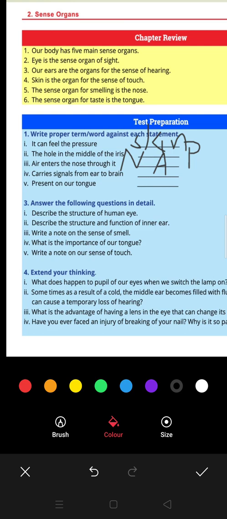Next is present on our tongue. Nothing else is present on the tongue except your taste buds. Here you will write taste buds.